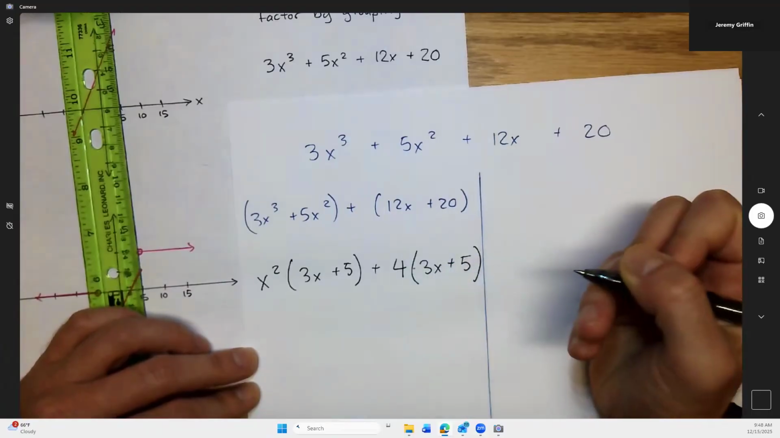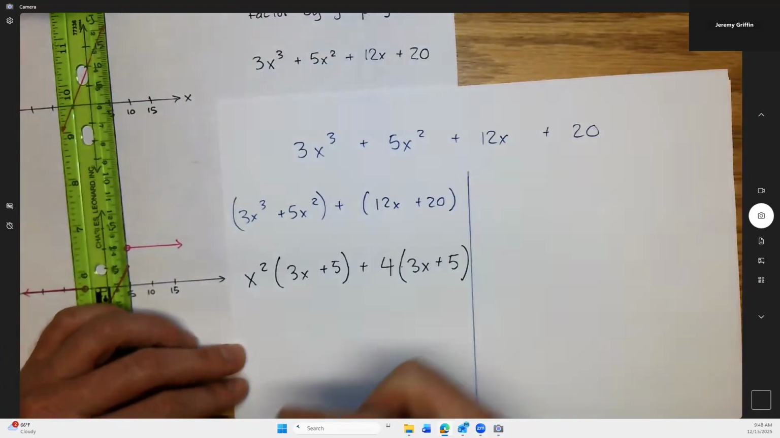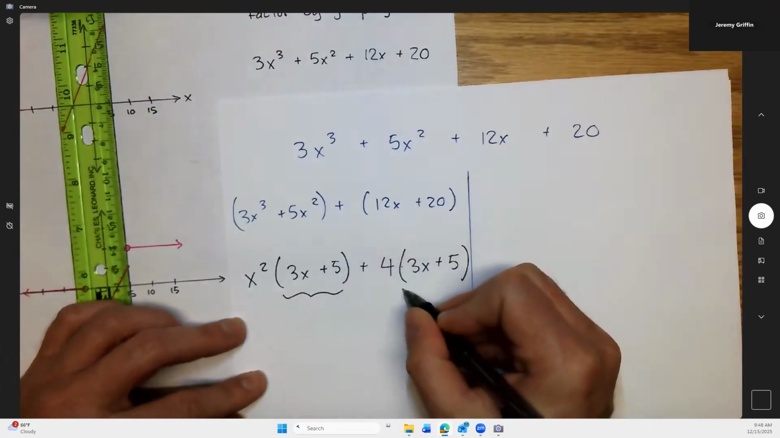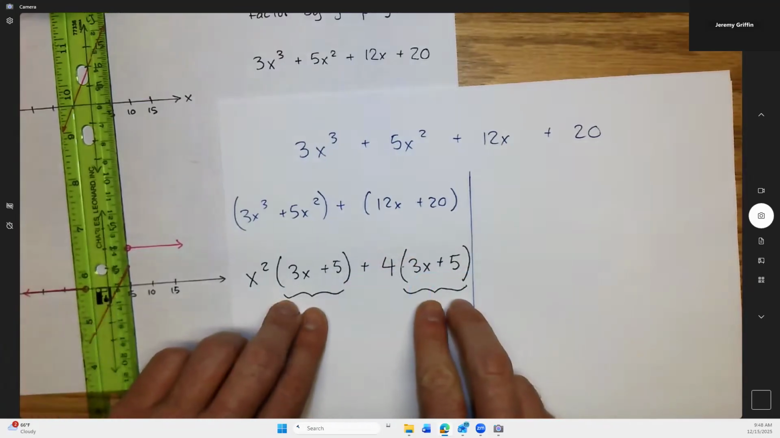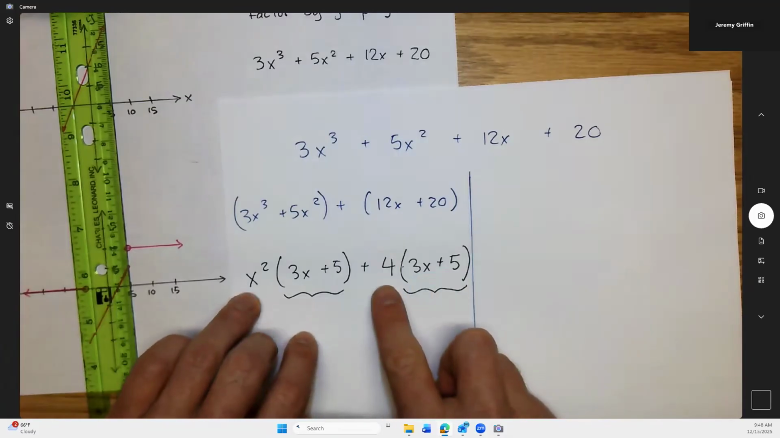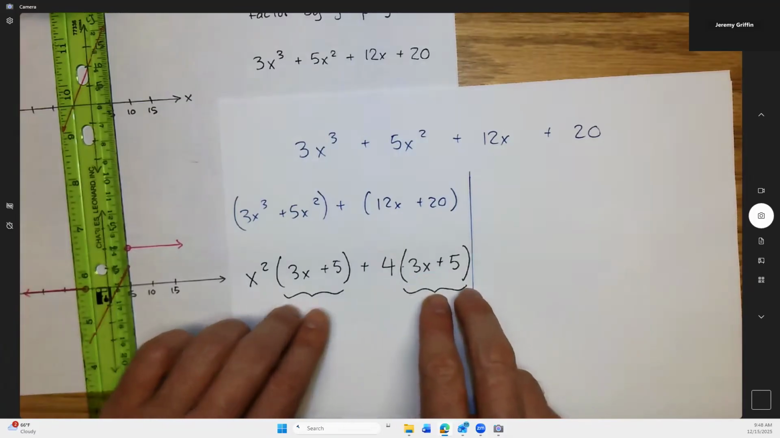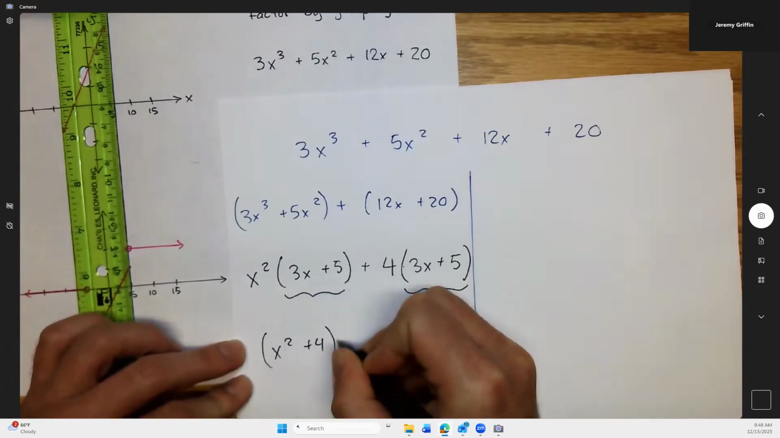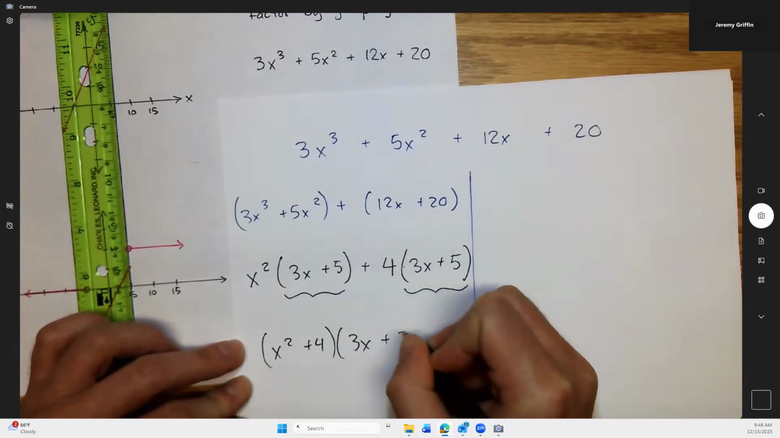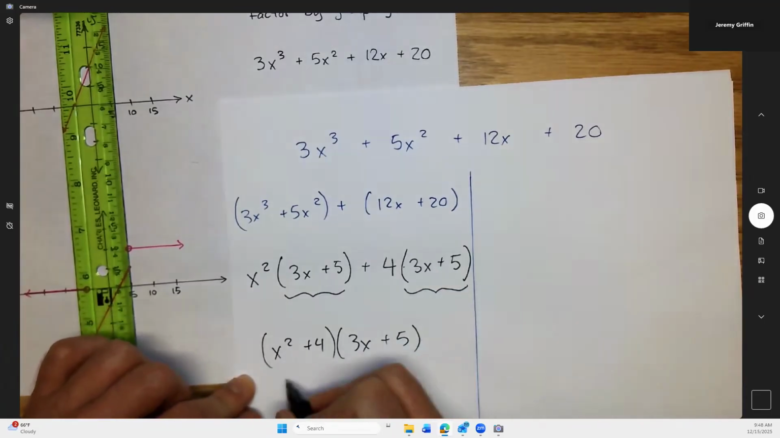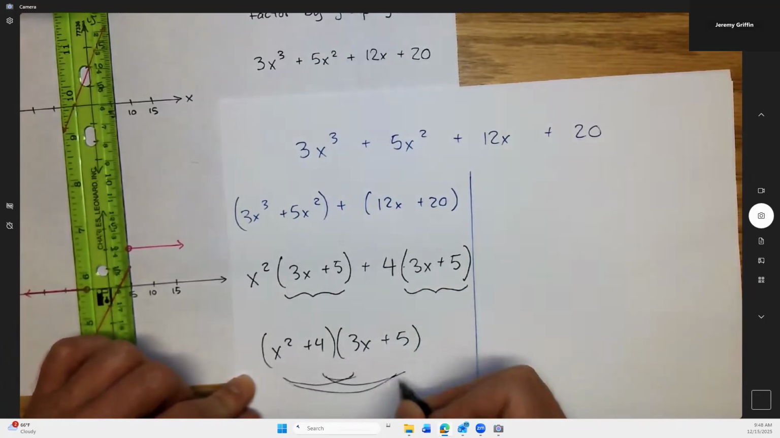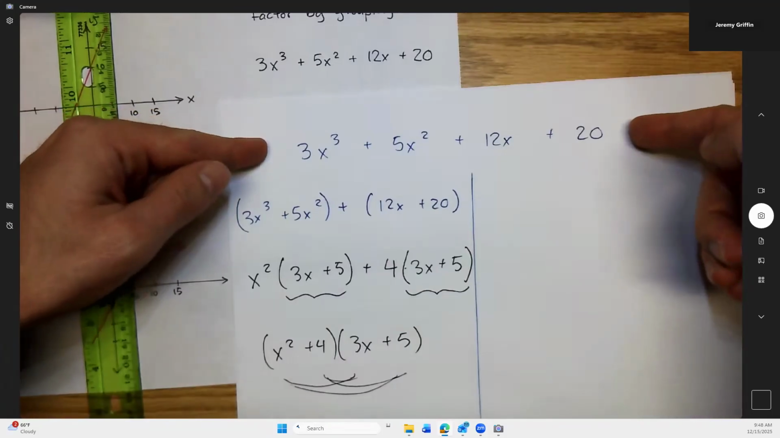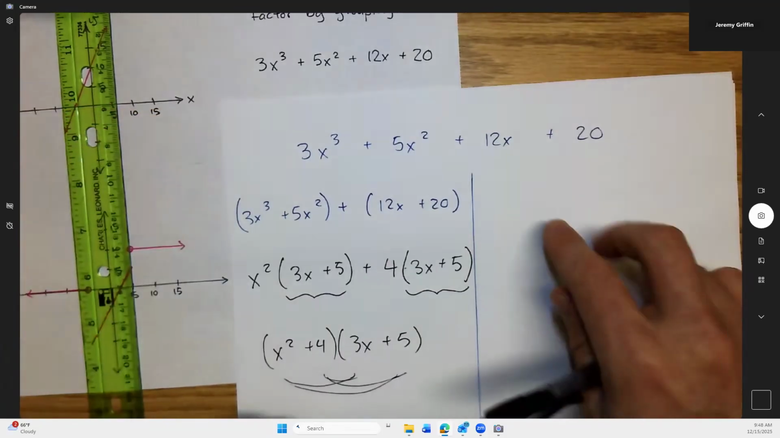Is that right? Yeah. They're the same thing. Can I pull an x squared plus 4 out of the 3x plus 5? That makes x squared plus 4 times 3x plus 5. Okay. Hey guys, if I went back and foiled this, first, outside, inside, last, would it lead back to the original statement? Yeah, you can check that. Let's try it the other way.